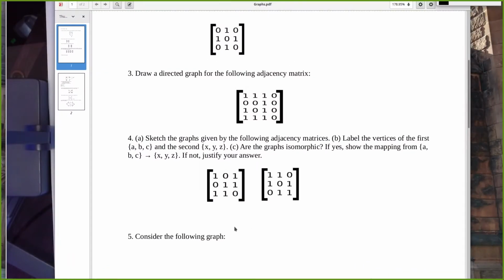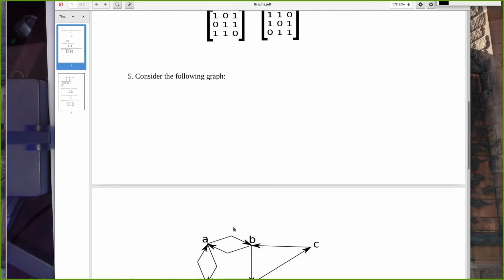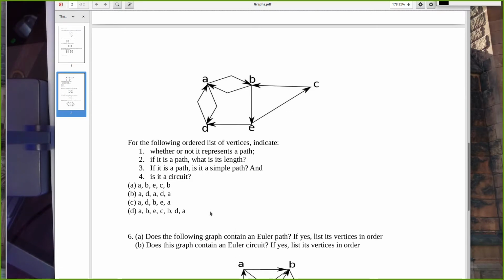Alright, so that was the isomorphism question. I did not grade number 5, but let's look at it. For the following ordered list of vertices, indicate whether or not it represents a path. So A, B, E, C, B, that is a path. It's a path if starting from the first one you can visit each vertex in order by following edges. So that first one is a path.